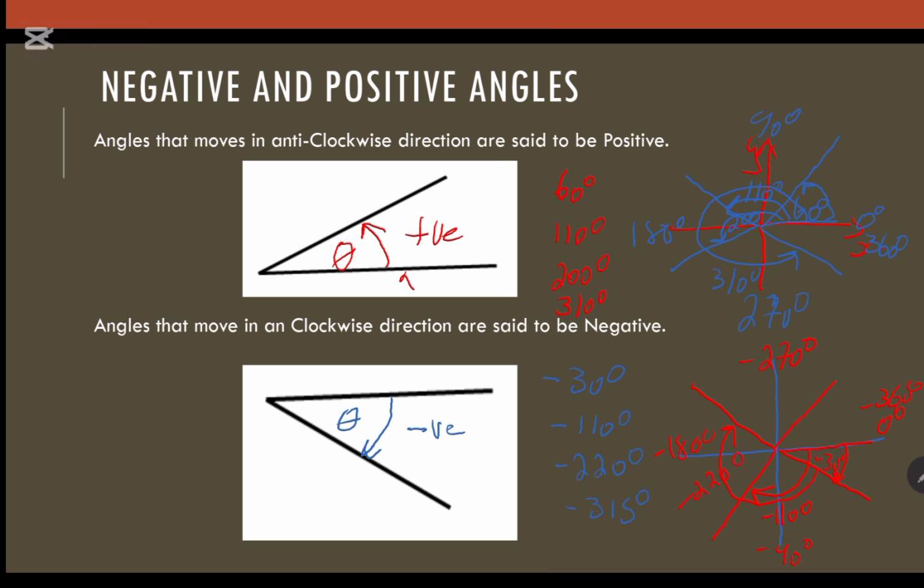And the last one there, we have an angle that is found in the fourth quadrant, which is negative 315 degrees. So these are angles that are moving in a clockwise direction, and these are angles that are moving in an anti-clockwise direction. Very important for the learners to understand this concept.